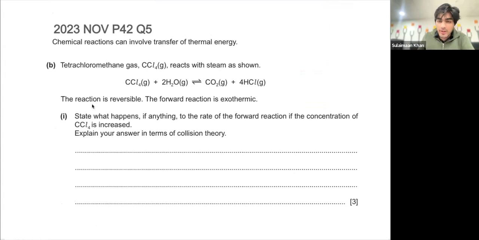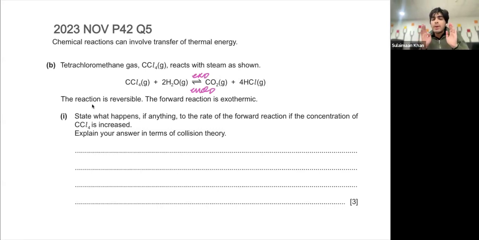Tetrachloromethane gas, you'll learn this in organic chemistry, reacts with steam as shown below. The reaction is reversible. The forward reaction is exothermic. If the forward is exothermic, the backward should be endothermic, right? And it says, state what happens, if anything, to the rate of forward reaction if the concentration.